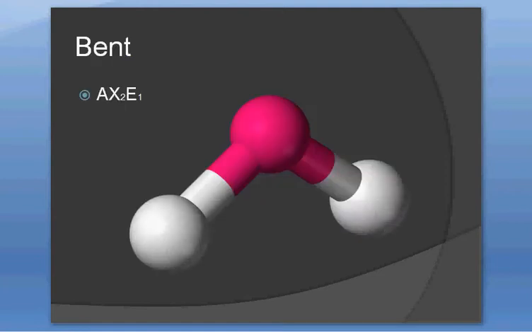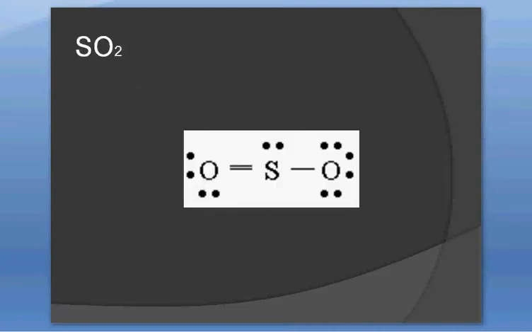The second shape in this group is bent, AX2E1. An example of this is sulfur dioxide. The dot structure shows two bonding pairs and one lone pair of electrons.